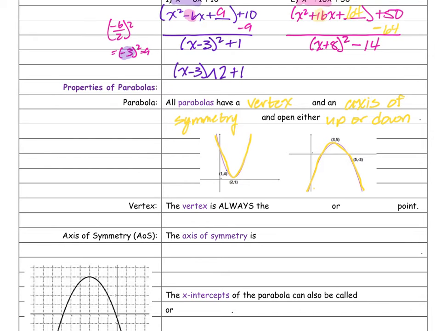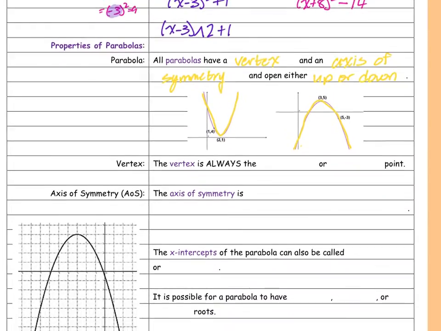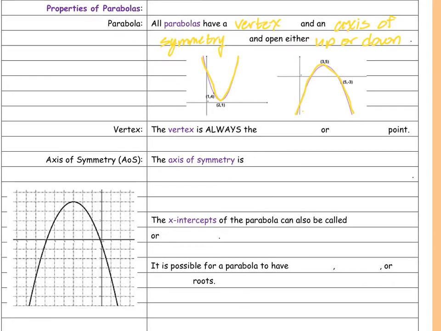So vertex, we're going to get there. The vertex is always the highest or the lowest point. It can't be both. It's either the highest, so it's either this point or the lowest point on my parabola. That's the vertex. So it's pretty easy to find on a parabola. It's either the highest or lowest point. Is that okay? Any questions on that definition?